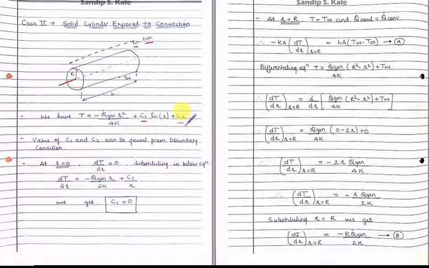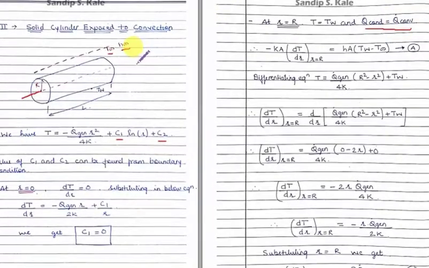So remember the steps, they will be the same as for the previous case also, right? Now at r equal to capital R, this is the second boundary condition. What is this? At r equal to capital R, what is T? T is nothing but your wall temperature. But here one more thing is there, that is Q conduction and Q convection. This is a new thing over here. So now what is happening?